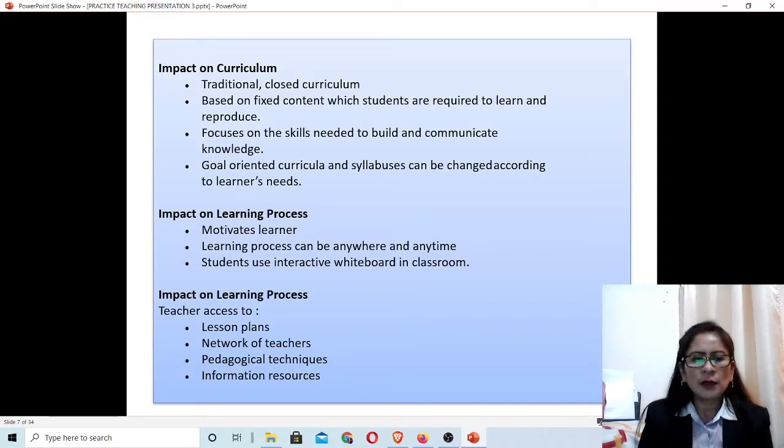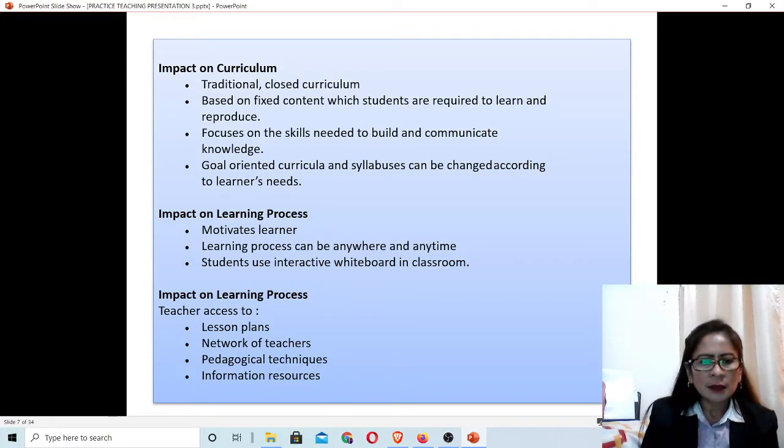Impact on learning process. Motivates learner. Learning process can be anywhere and anytime. Students use interactive whiteboard in classroom. Impact on learning process: teachers have access to lesson plans, network of teachers, pedagogical techniques, and information resources.